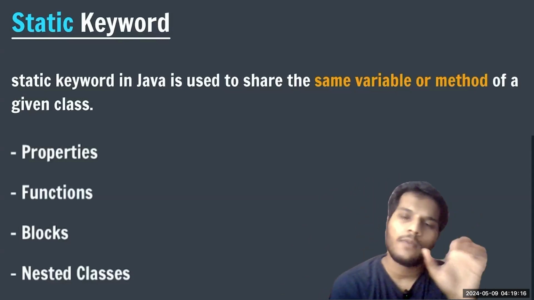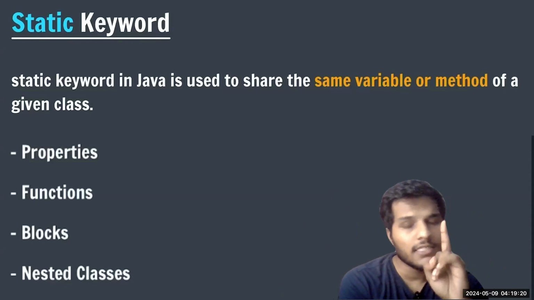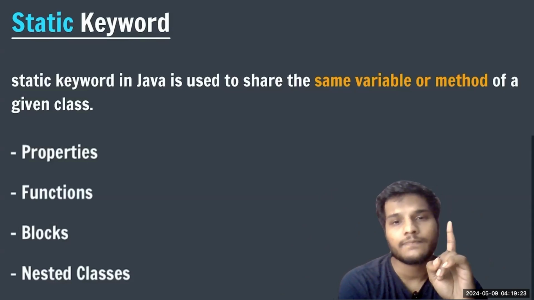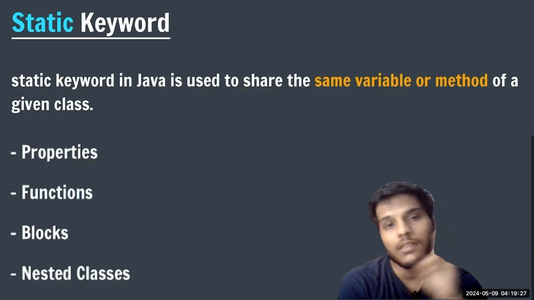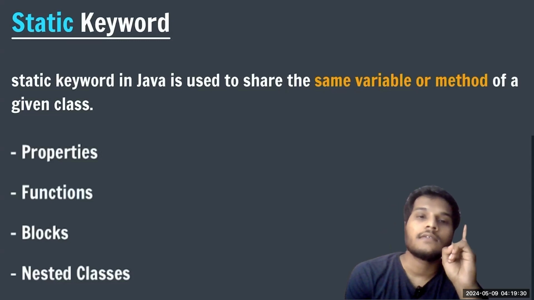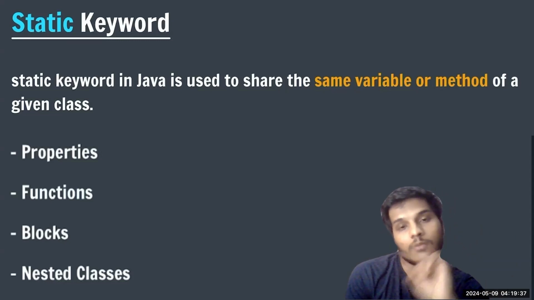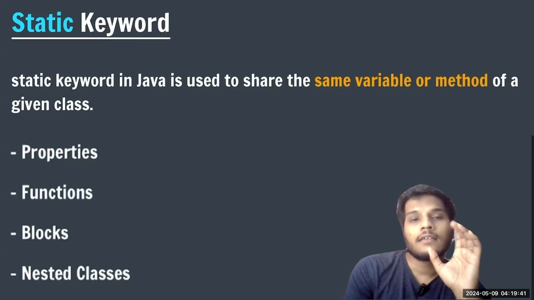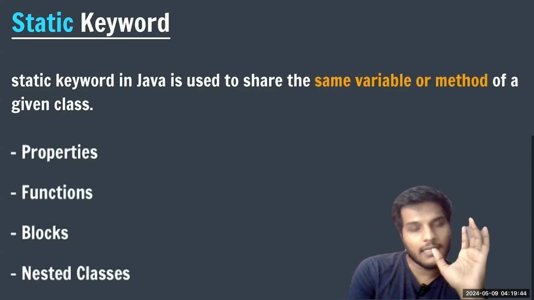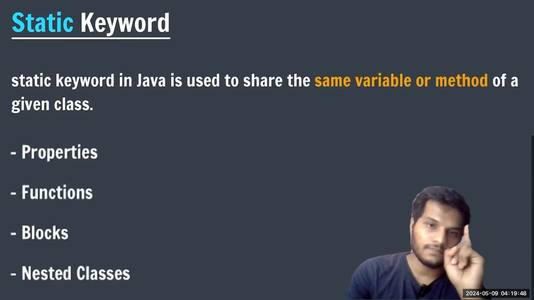So when a variable or method is declared static, it means that only one instance of that variable or method is created. And that one instance is shared among all the instances of a class. This means that you can access static variables and methods directly using the class name, not by the object name. So remember that if something is static, it is shared by all, not just by one.